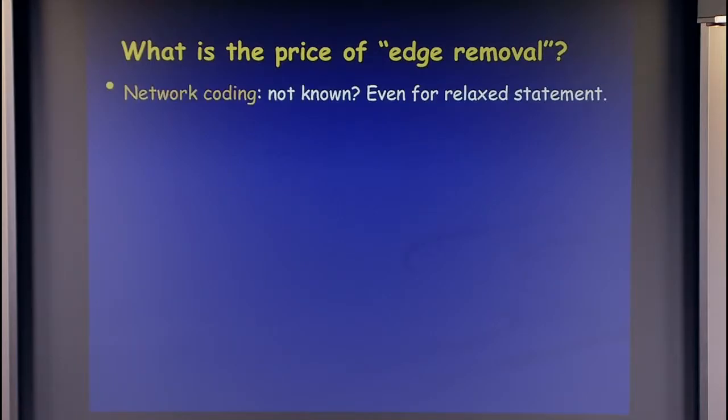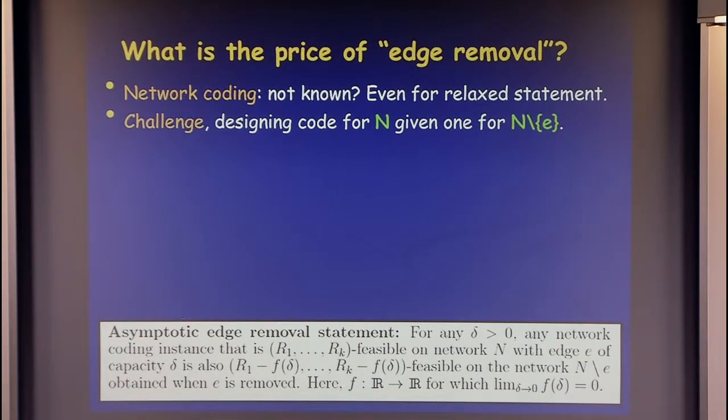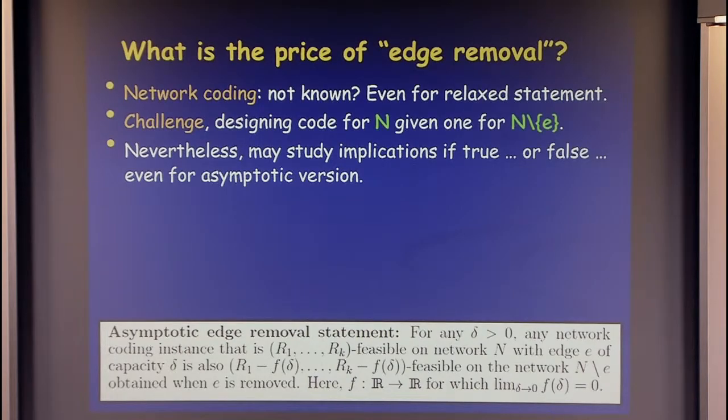Okay, so what's the price of its removal? It's not known, not even this relaxed statement. And the challenge in general in improving this edge removal problem is that we have a code for N, and we want to design a code for N without the edge e, and designing a code for N without the edge e turns out to be pretty challenging. But, and this is the whole idea of this paradigm of reductions, we don't know the answer, but we can still understand what the implications would be if the answer were true or if the answer were false.